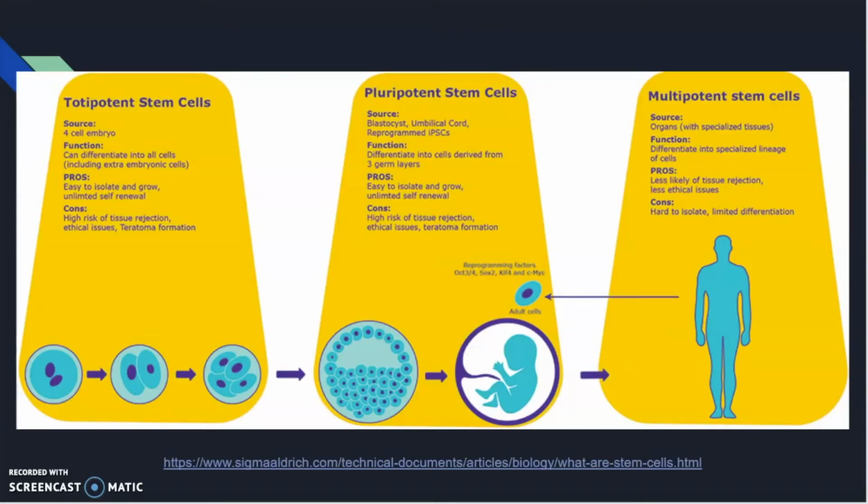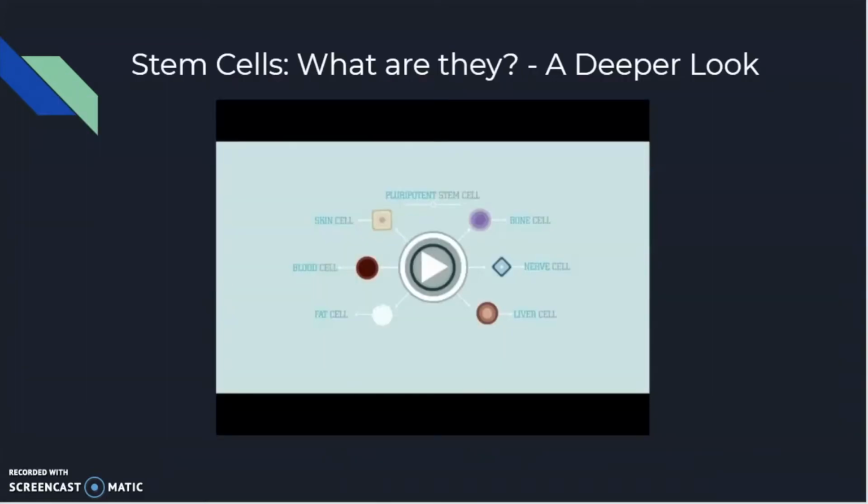Here's another image just to show you the progression from totipotent to multipotent stem cells, and also give you a little bit more information, the pros, the cons. You can see we have the ethical issues with the totipotent and pluripotent stem cells, whereas the multipotent are mostly derived from a born human being. And finally, here is a video just to wrap everything up and give you a clearer picture of what stem cells are.